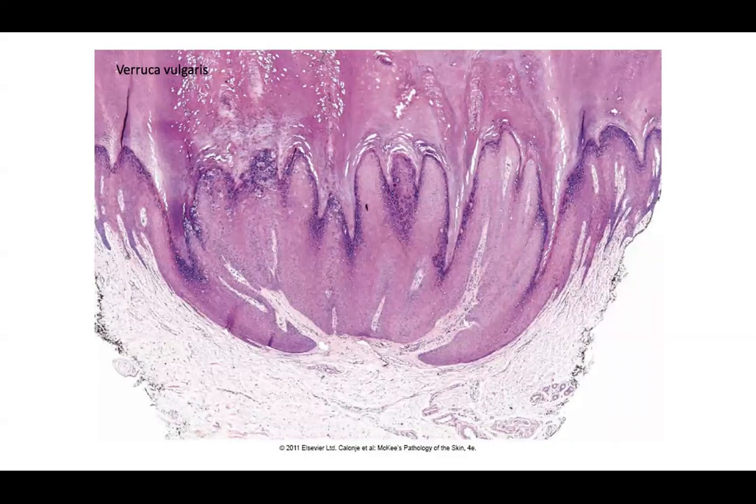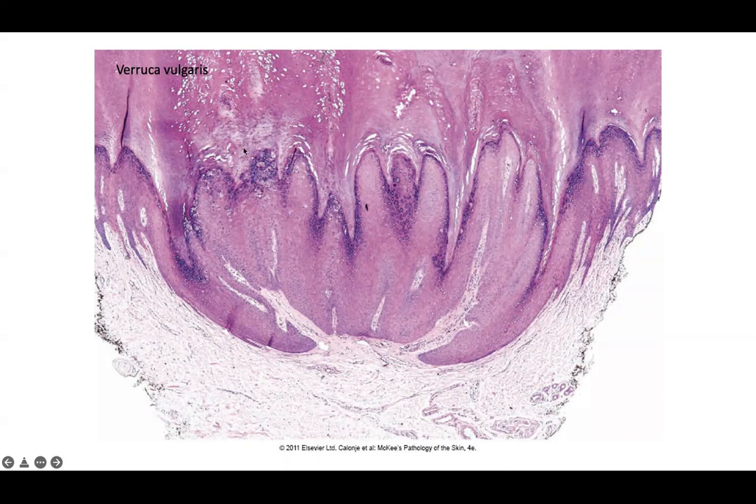Here is a classic low power image of Verruca vulgaris. You can see this inward buttressing of the edges. It kind of wraps around and encompasses the lesion in its entirety. Then you have these undulating papillomatous upper and lower ups and downs of the epidermis.